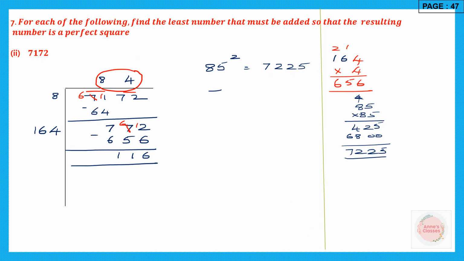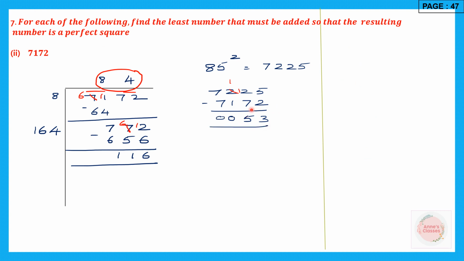So that is 7,225 minus 7,172. So 5 minus 2 is 3. Now I need to borrow from here. So this is 1. 12 minus 7 is 5. So here again, I have 5 here. Now 1 minus 1 is 0 and 0 here. So here what do I have? 53.